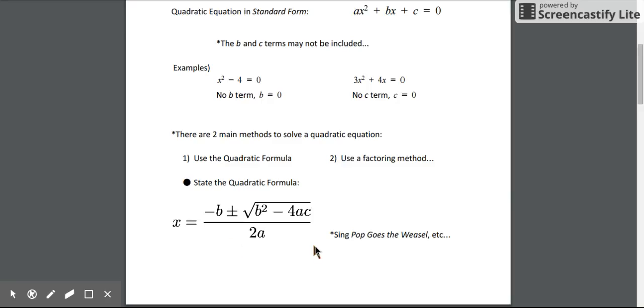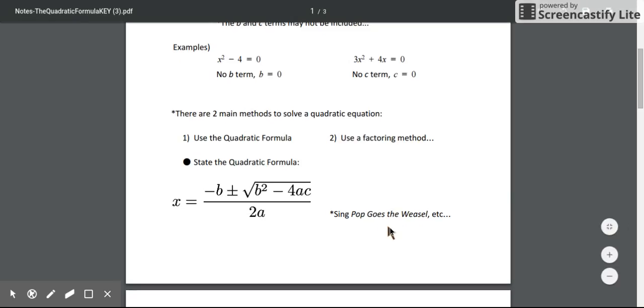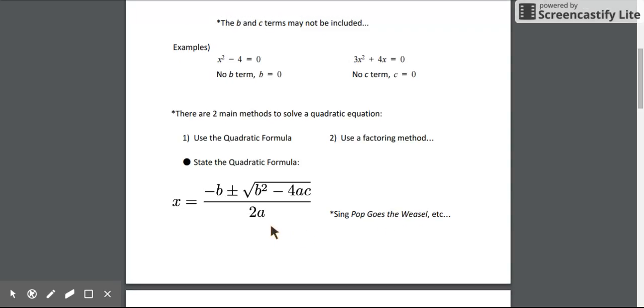There are lots of different ways to memorize the quadratic formula. Some people sing songs and tunes of nursery rhymes like Pop Goes the Weasel. But there are many, many ways that people have come up with to memorize this. Take a look online and see if you can find a method that works best for you so you can memorize this formula.